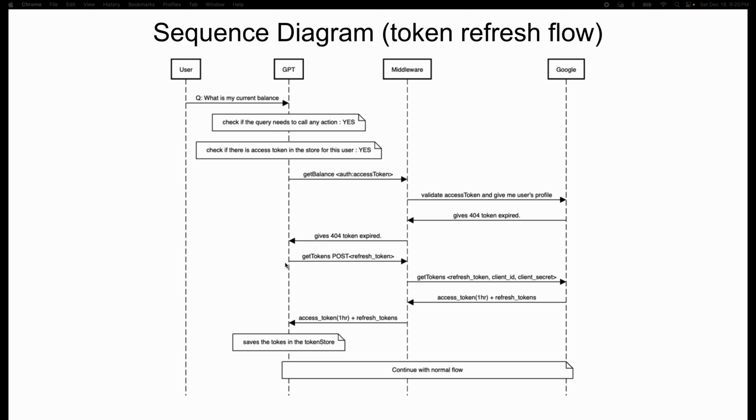So this is the call to refresh the access token. In this, GPT will give us a refresh token. We will again use that to call Google and exchange the refresh token for an access token, and this time we get the fresh access token with 1 hour validity, and we return it back to GPT. And GPT saves the token in the token store and then continues with the normal flow.